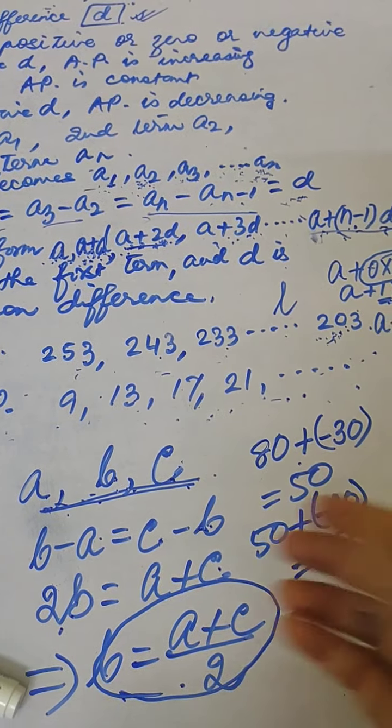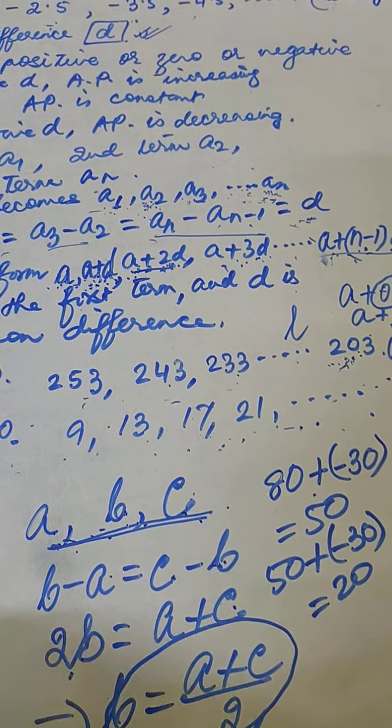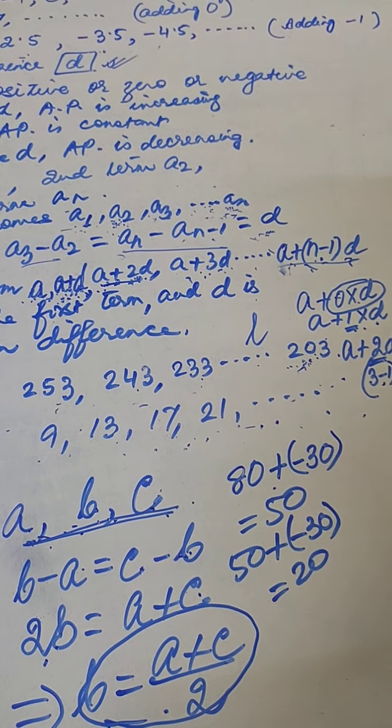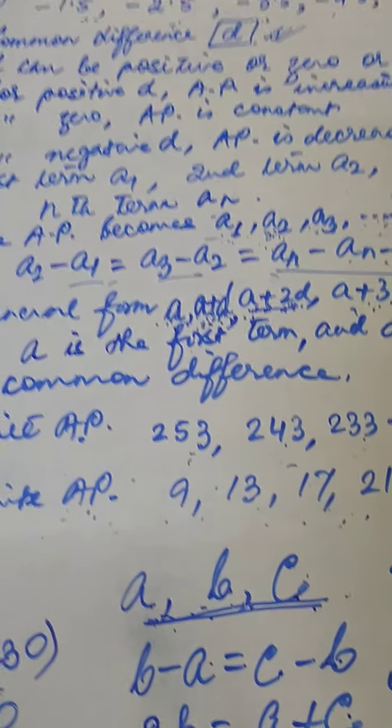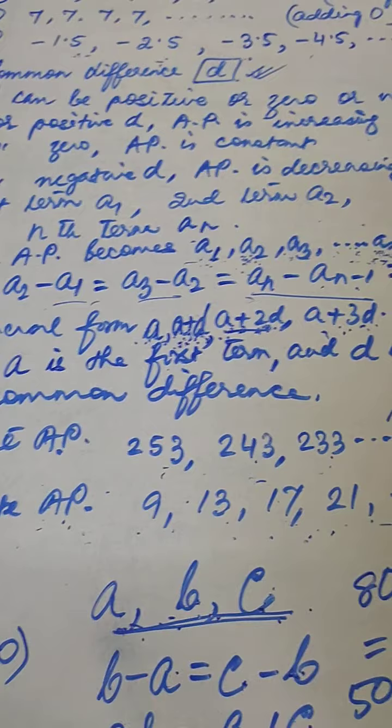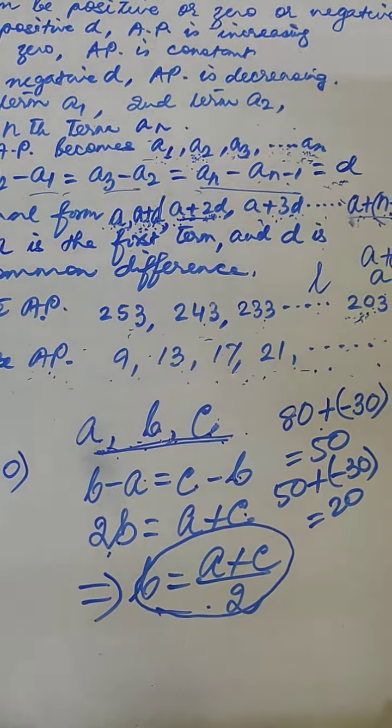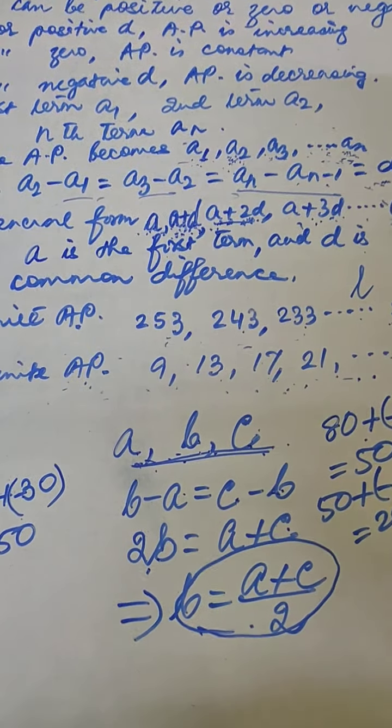Now next we will discuss the solutions of exercise 5.1, and then in our next class we will talk about the nth term of an AP and also how to find the sum of the first n terms.